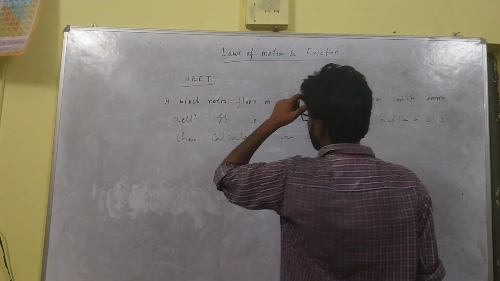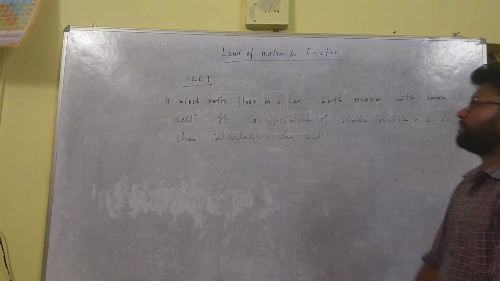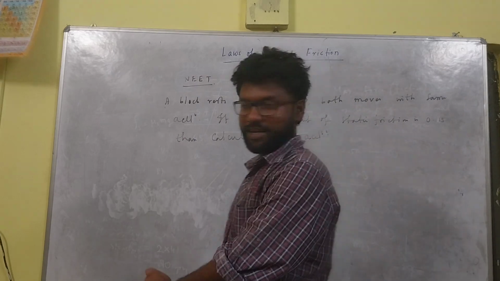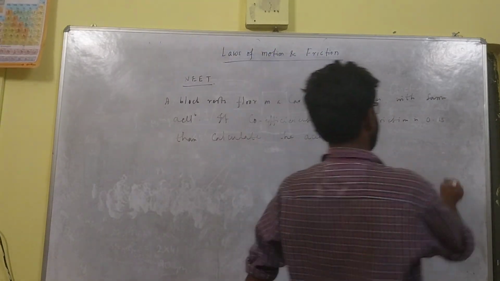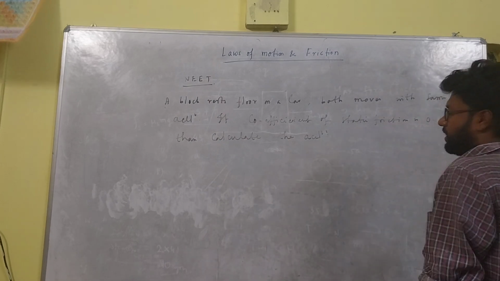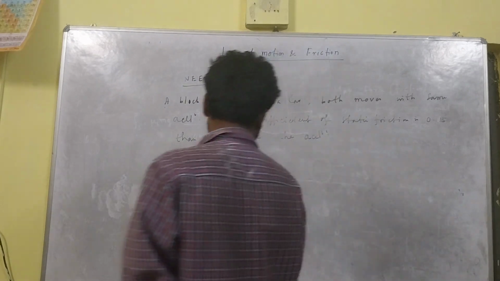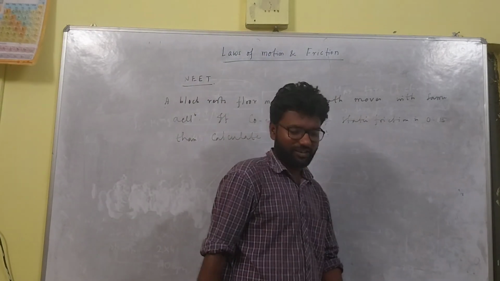Okay, so first of all, a block rests on the floor of a car, and both move with the same acceleration in the same direction also. So if the coefficient of static friction is 0.15, then calculate the acceleration. Okay, so first of all, what is the coefficient of friction, right?